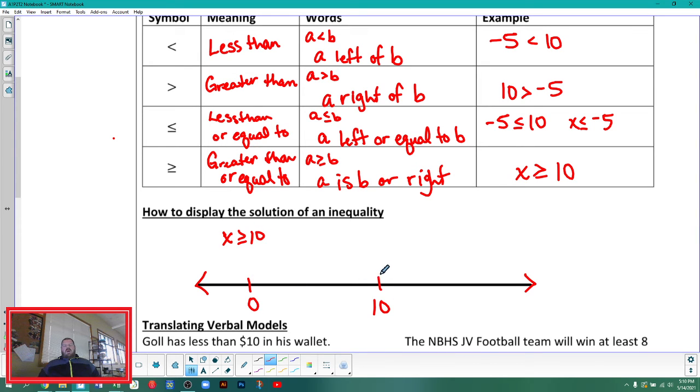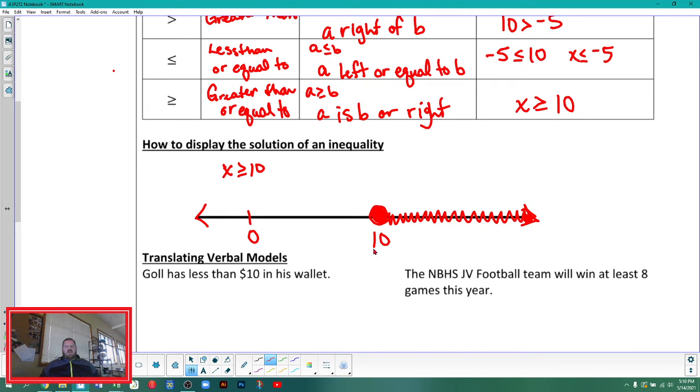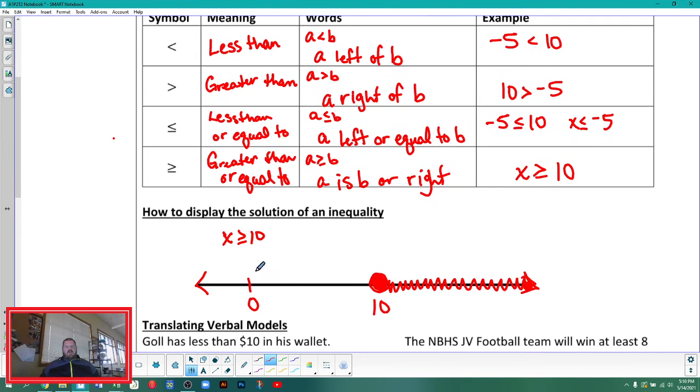The way that I like to show it is with a circle on 10. Since it can be 10, we're going to fill that in because 10 works. And then everything to the right of 10 also works. Okay, so we're going to shade that line and shade in that arrow to the right of 10. If I'm looking for my other one, I'll put that one over here and we'll just save that over here. I'm going to move my 0 a little closer so I can get another example on here as well.